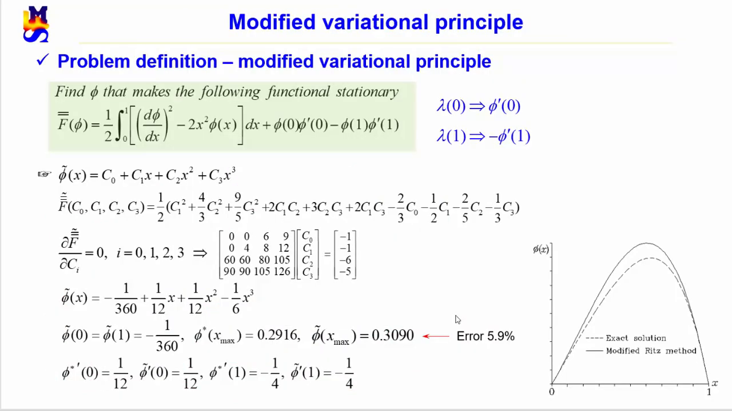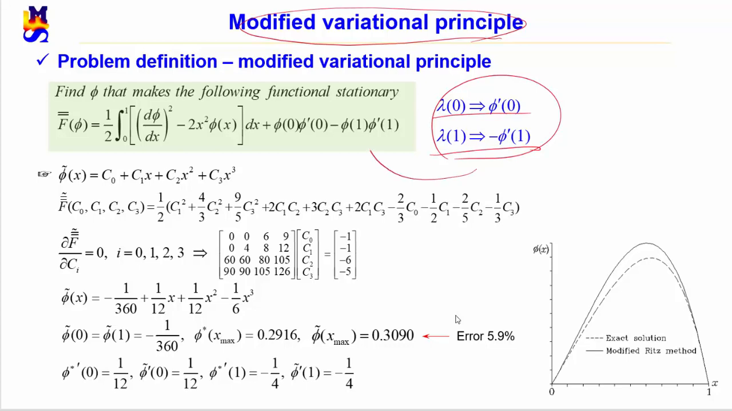Now let's study the so-called modified base principle, plugging the physical meaning of lambda into the extended base principle. Let's replace the lambda 0 and lambda 1 by phi'(0) and -phi'(1) respectively to obtain this modified base principle, which does not involve any essential boundary condition and any unknown function or constant except for the major unknown function phi(x).